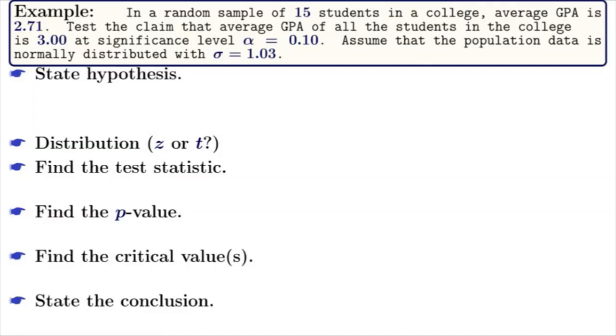For this example here, we will state hypothesis. We will decide if it's Z or T distribution. We will also find the test statistic, p-value, and critical value, and draw conclusion based on our finding.